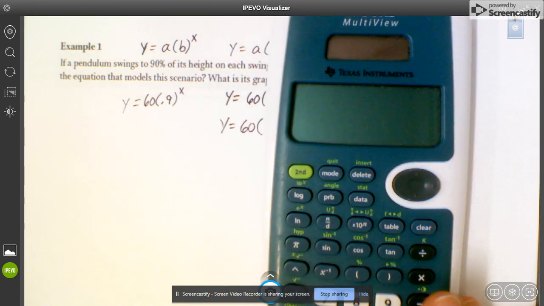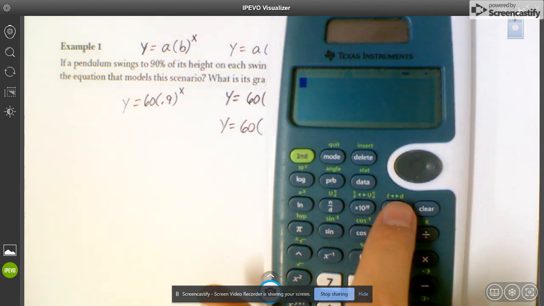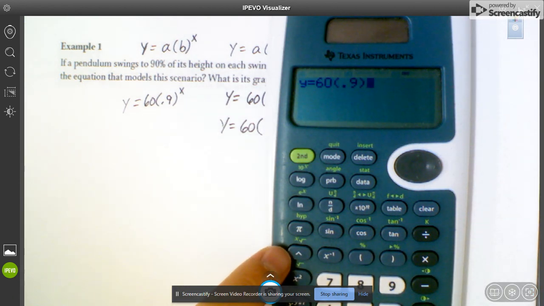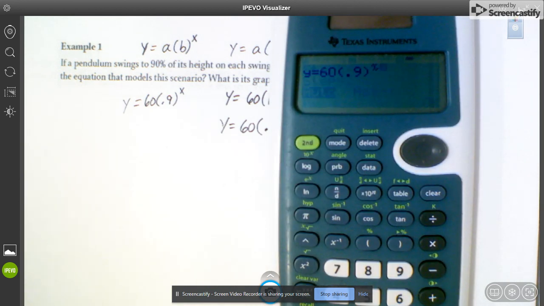So on these calculators, what you want to do is start by hitting the table key. And it's going to give you this, enter y equals function. Well, we have a y equals function. So 60 times 0.9. Now, the exponent key is right here, this little up arrow key. And I need my variable to be x. The variable key on these calculators is down here. It's got x, y, z, t, a, b, c, and it'll give you x. Okay, we're going to hit enter.